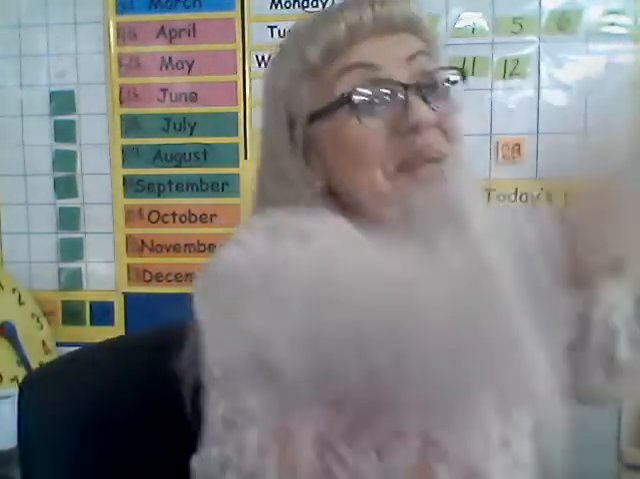Old MacDonald had an ocean, E-I-E-I-O, and in his ocean he had an octopus, E-I-E-I-O, with a wiggle, wiggle here and a wiggle, wiggle there. Here a wiggle, there a wiggle, everywhere a wiggle, wiggle. Old MacDonald had an ocean, E-I-E-I-O.